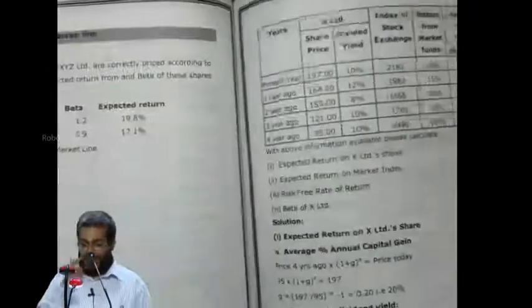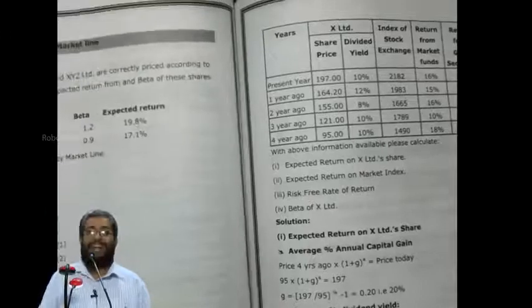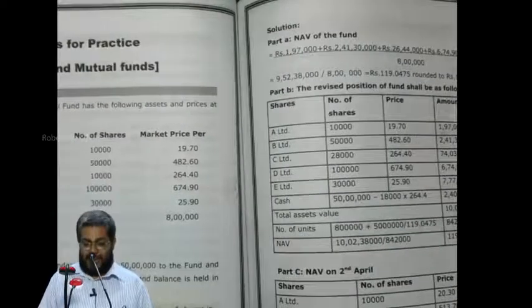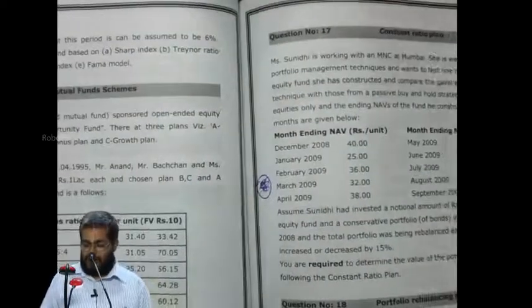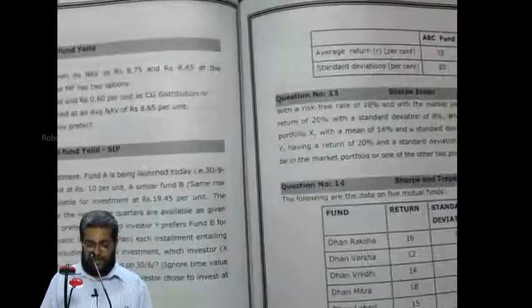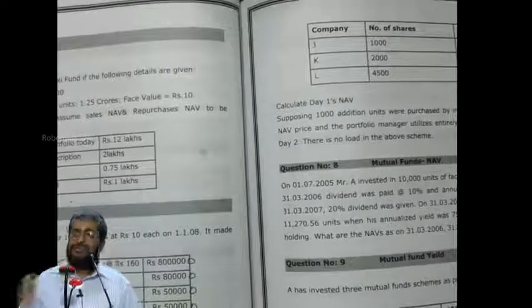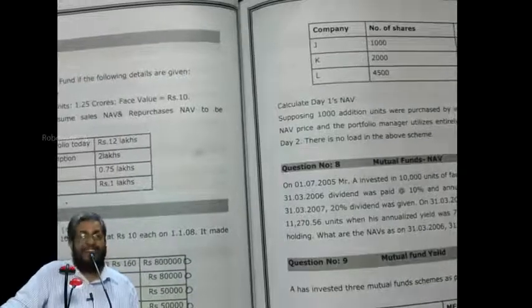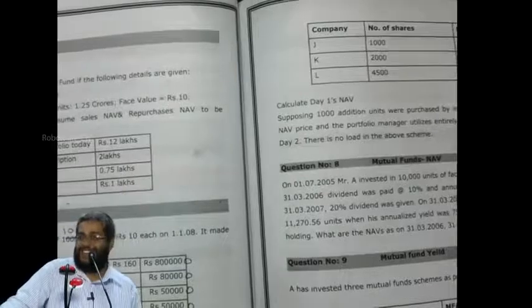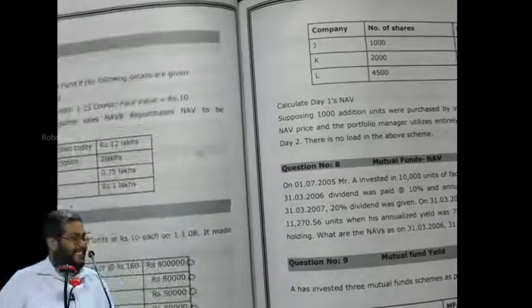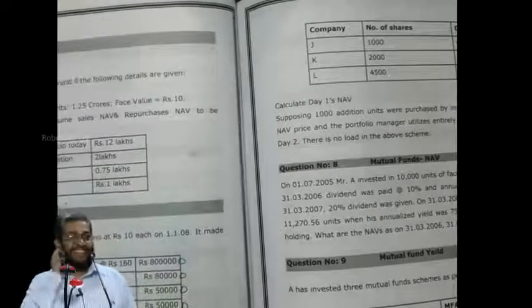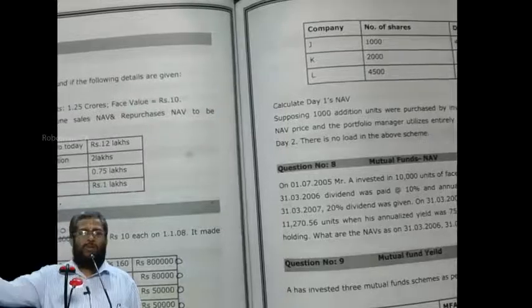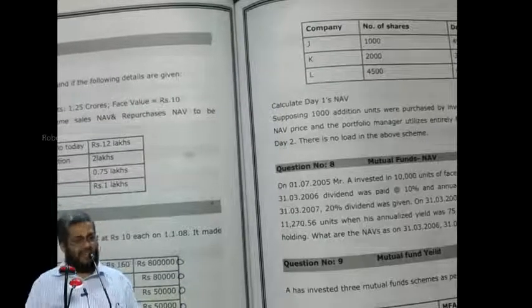That is not here. Okay. Sharpe index. B. Treynor ratio. C. Jensen's alpha. 2 or 3 more there, not relevant. These are the 3 measures.